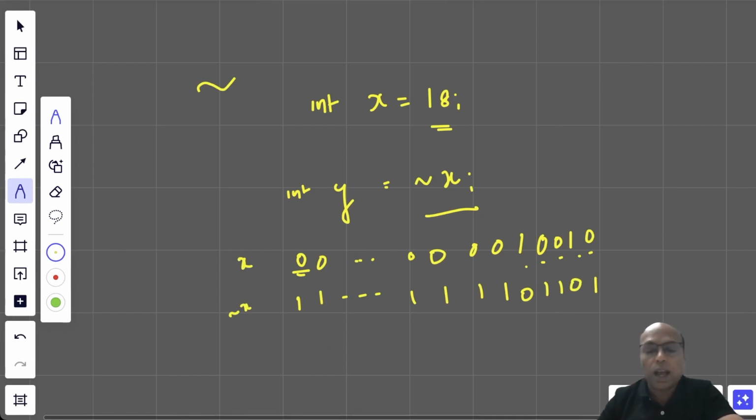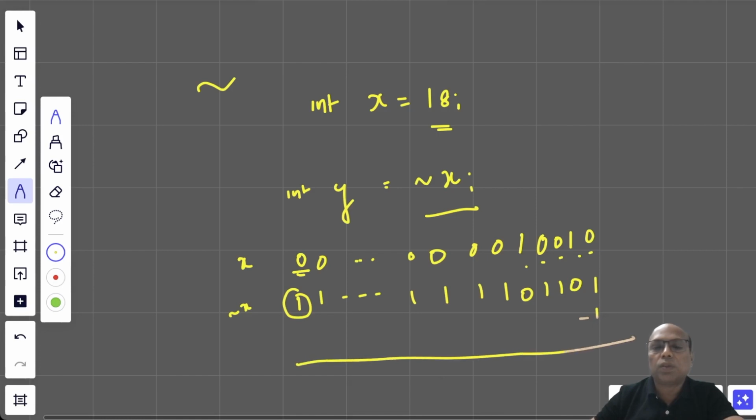How do you know? As I told you before, if the sign bit is 1, you can't calculate 2 raised to 0, 2 raised to 1 directly. What you need to do is convert the number to a positive. Simple thing: subtract 1 from here. If I subtract 1, 1 minus 1 is 0, and all the other bits are 1.